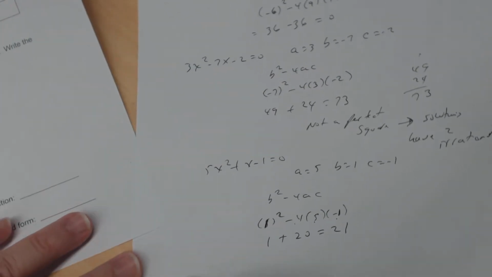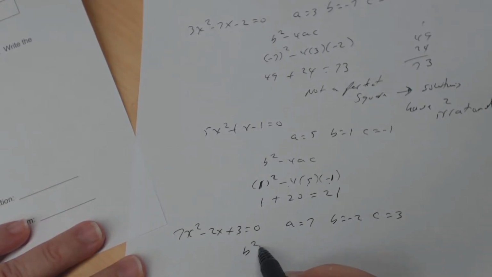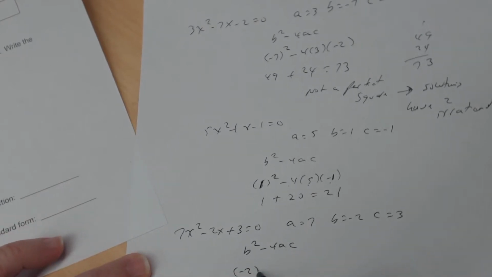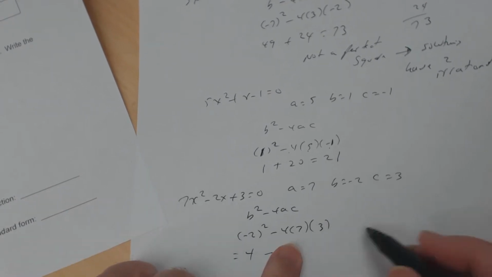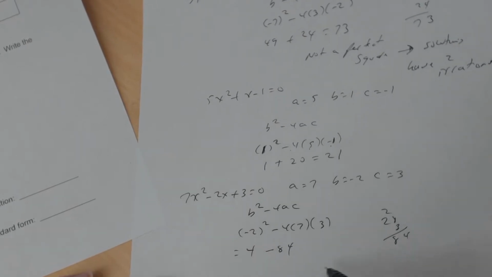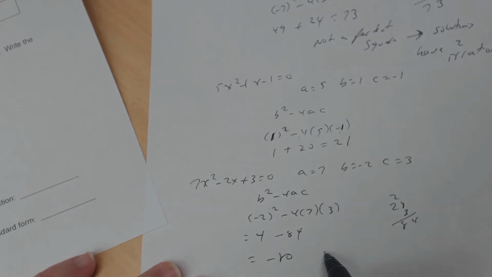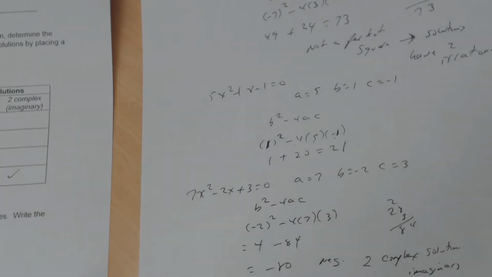Okay, the next one, you have 7x squared minus 2x plus 3 equals 0. So a is 7, b is negative 2, c is 3. So b squared minus 4ac. So b is negative 2 squared minus 4 times a, which is 7, times c, which is 3. So negative 2 times itself is 4. Minus 28 times 3, which is 84. And so that's negative 80. Now since the discriminant is negative, you're going to get two complex solutions, and they'll be imaginary. Alright, so you can check this one off right here.